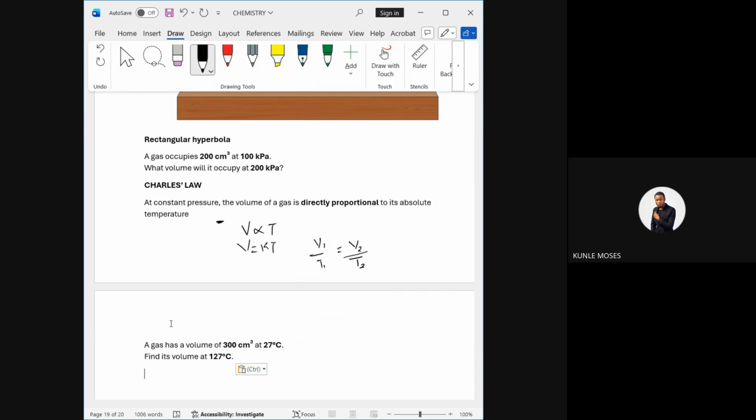So quickly do this. A gas has a volume of 300 centimeter cube at 27 degrees. Find its volume at 27 degrees. All of you, solve it.